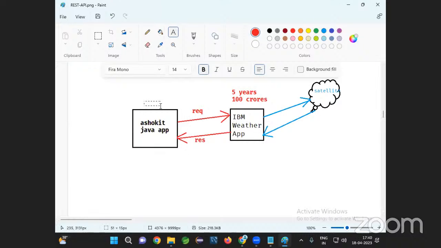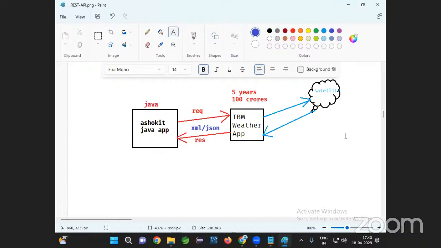Now, the Ashok IT application is developed using Java. Do I know which technology is used by IBM? I don't know. I will send XML data or I will send JSON data. XML and JSON are universal. Everybody can understand. Okay. The Ashok IT application will send JSON data to the IBM application with the zip code. Based on my zip code, they will get the temperature from the satellite. They will give the temperature data back to the Ashok IT application in JSON format.